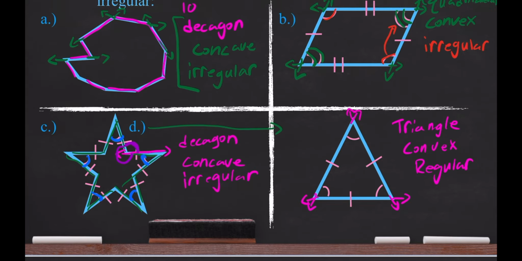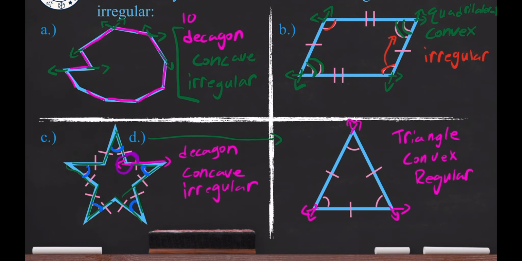By the way, if it's regular, it's equilateral and also equiangular. It's both of those. So we would have to consider it as both of those as well. But for the sake of time, I'm going to not write that down.